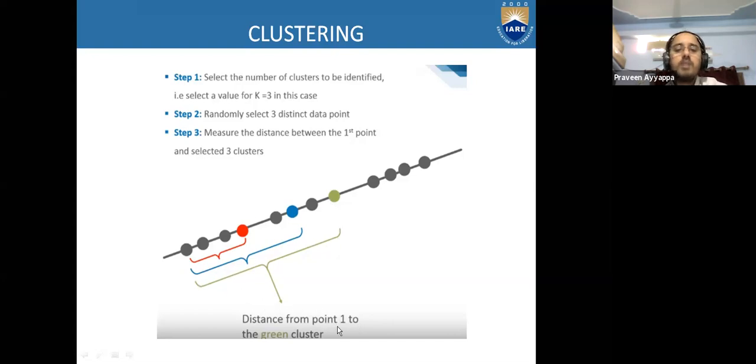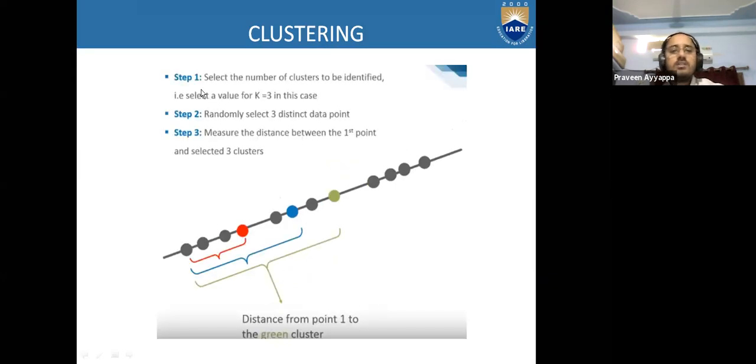So distance from point 1 to the green color, distance from point 1 to the blue color, and distance from point 1 to the red color. This is what I mean to say here. So distance from point 1 to the red color, distance from point 1 to the blue color, and distance from point 1 to the green color.